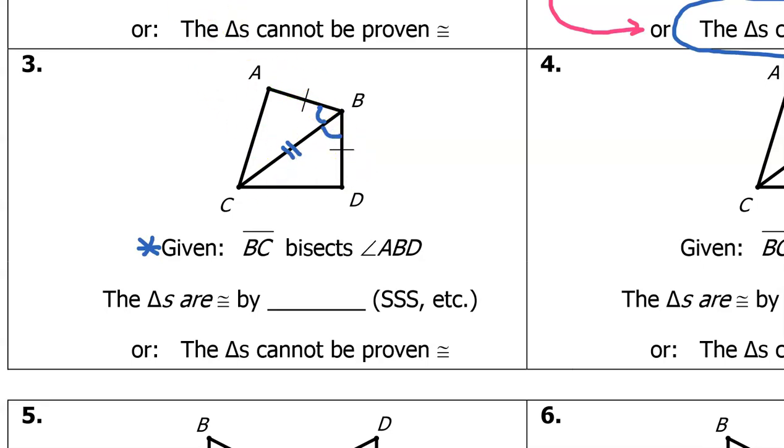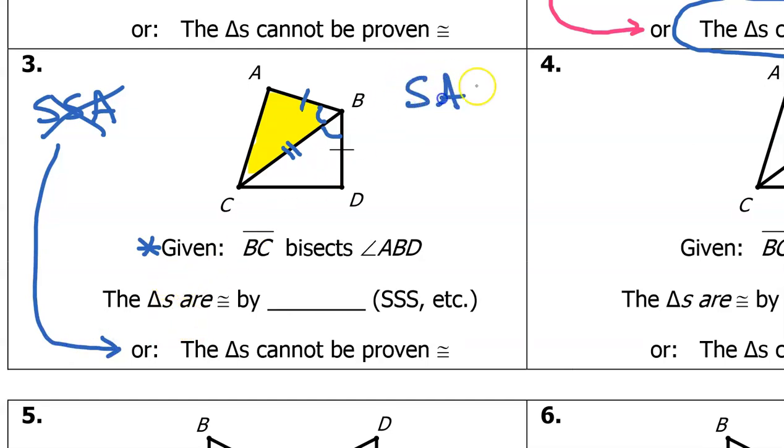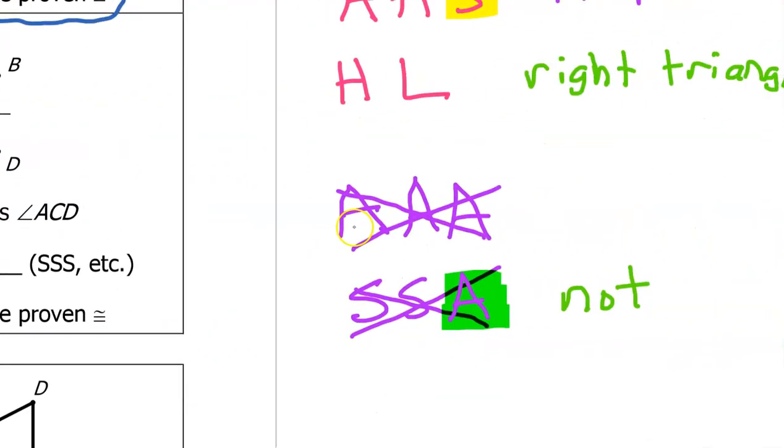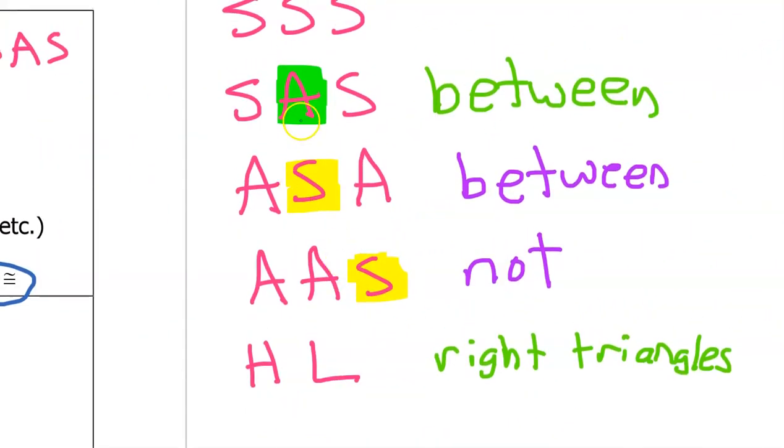All right, now let's take a step back and focus on one triangle at a time. So let's go ahead and focus on this triangle for right now. What do we have? I see that we have two sides and an angle. Two sides and an angle. So again, this is either going to be SSA, which is not a thing, which means triangles cannot be proven congruent, or it will be SAS. And it all comes down to whether or not the angle is between the two sides.